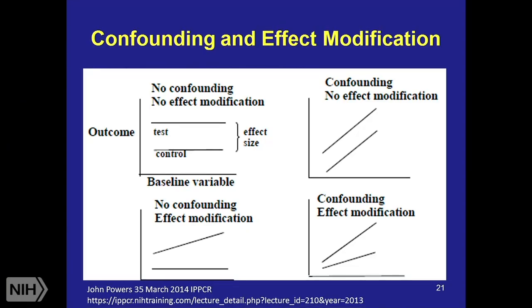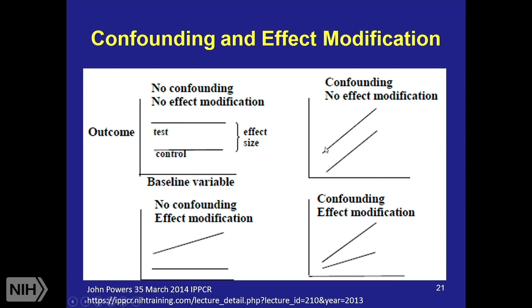So this is a picture from John Power's lectures. And he talks a little bit about confounding and effect modification sometimes. And this is a nice little pictorial example where you have the outcome. All right, the outcome is kind of your y-axis. If you have no confounding and no effect modification, across the baseline variable values, you're going to have standard effect size, the test and control arms are going to look the same. This is what you hope for.